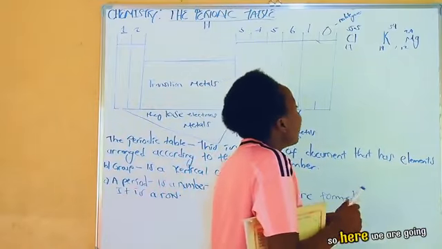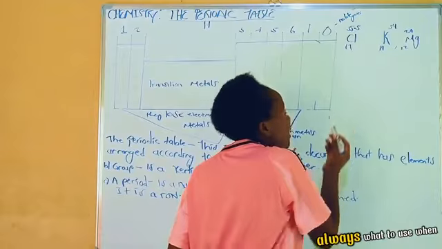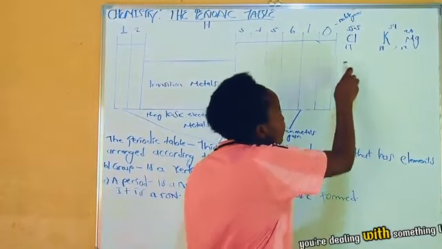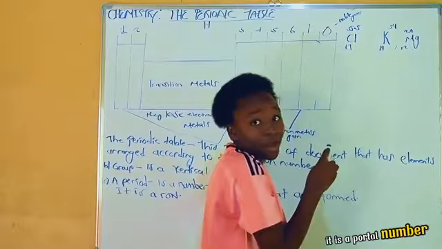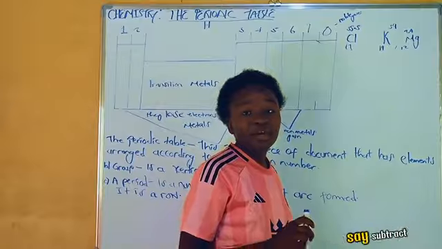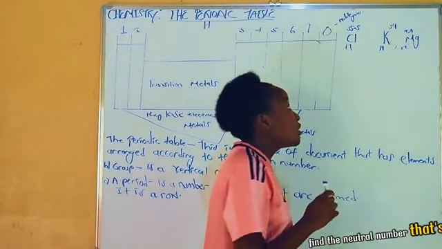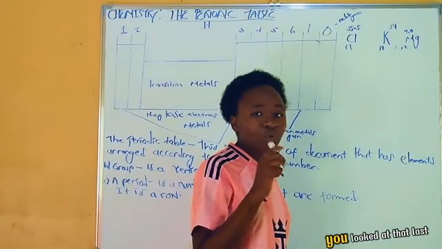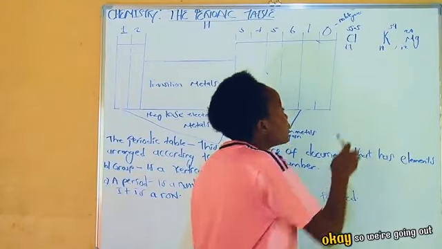Okay. So here we are going to do this. Always what to use when you're dealing with something like this is the proton number. With the mass number, you never use it unless otherwise they tell you, maybe they tell you to subtract and find the neutron number. That's when you use the mass number. I bet you looked at that last time.